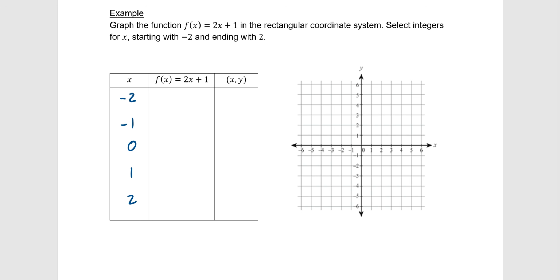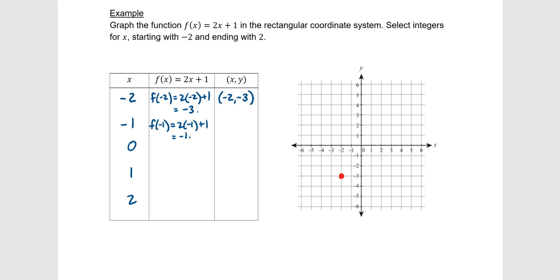So let's plug in -2. f of -2 is going to be 2 times -2 plus 1. That's -4 plus 1, which is -3. So that gives us the xy ordered pair, -2, -3. So we can actually plot that right now. That's right here.